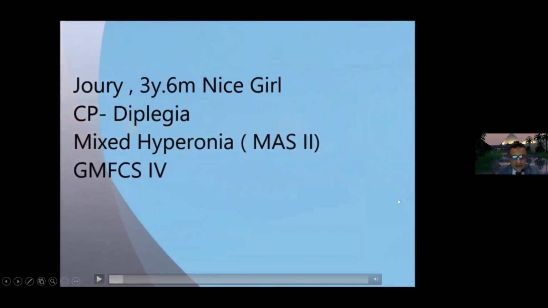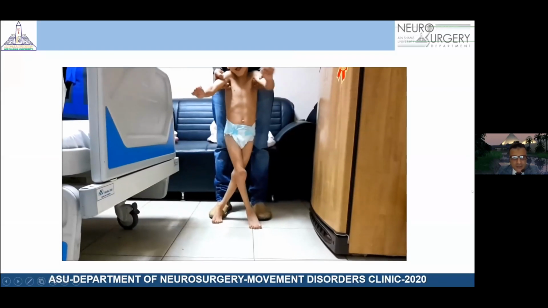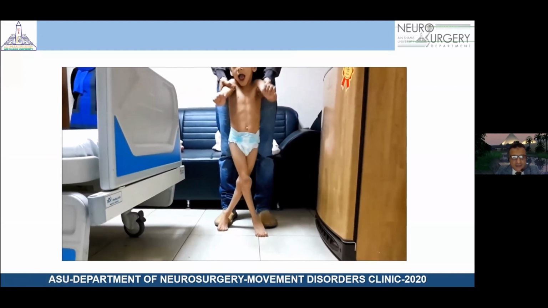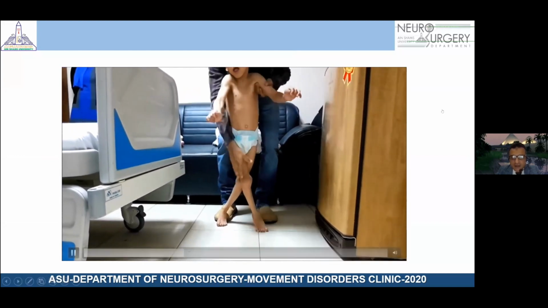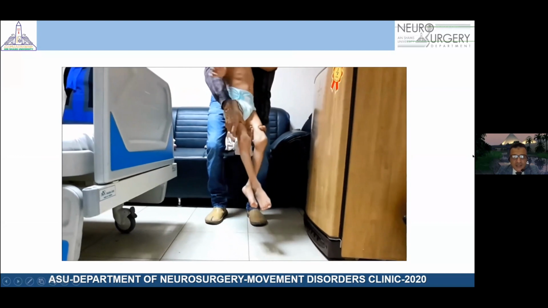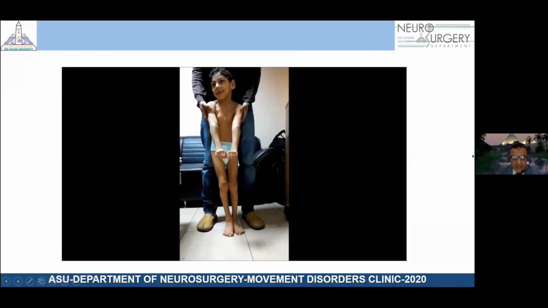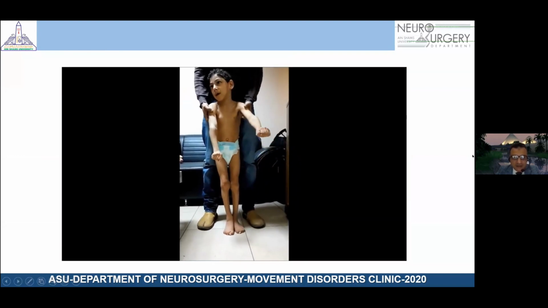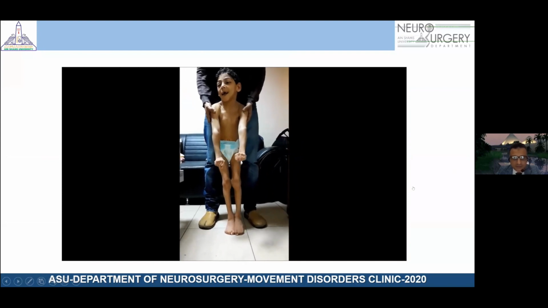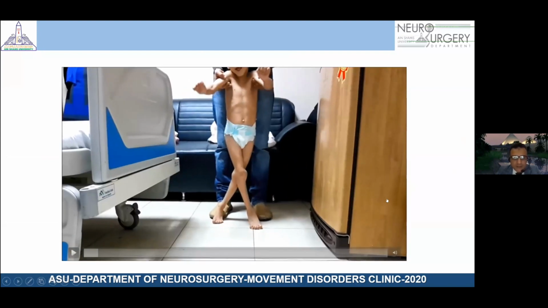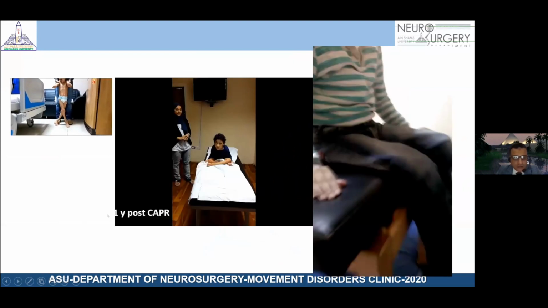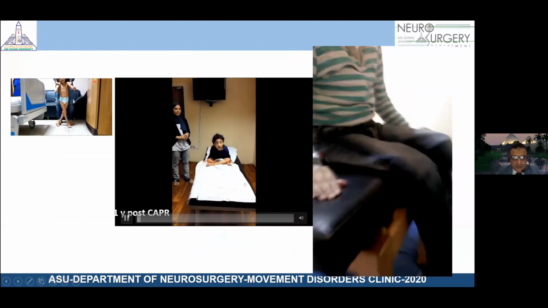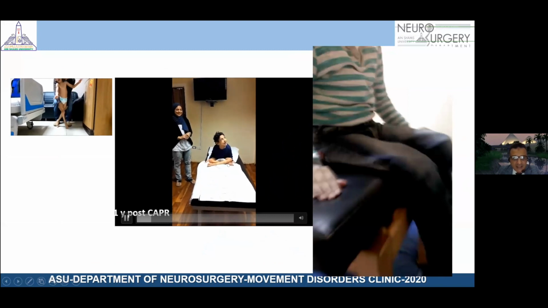And this is another case. For the sake of time, we can go to the next. This is a 5-year-old boy with a more generalized form of dystonia affecting all body parts. He underwent combined rhizotomy, and this is 1 year post-operative. He can maintain a sitting position.